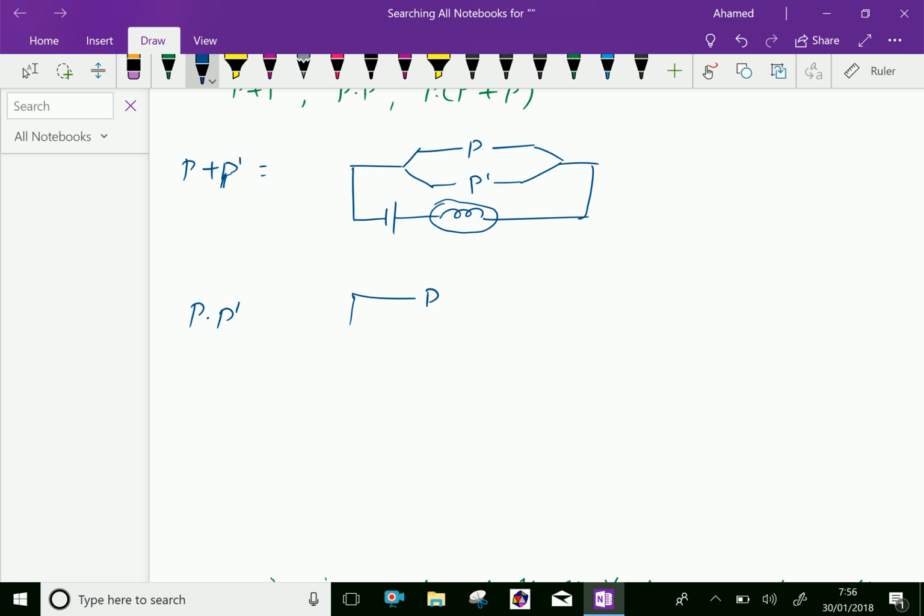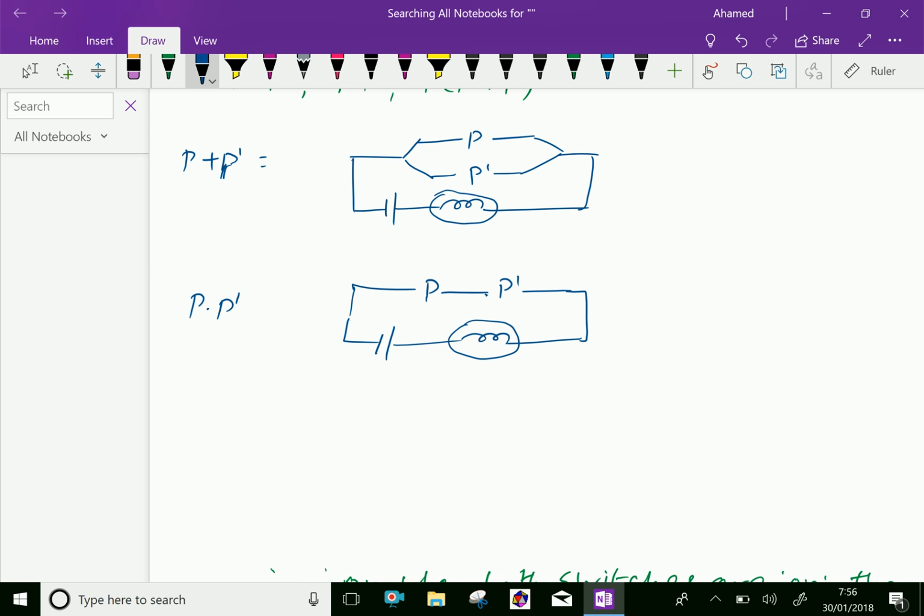This is switch P. Here, switch P dash. The battery is here and the bulb is here and connected with this one. Here, P dot P dash means P and P dash. Switches P and P dash must both be closed, then only the bulb will glow. Even if P or P dash is closed and the other is open, the bulb will not glow.